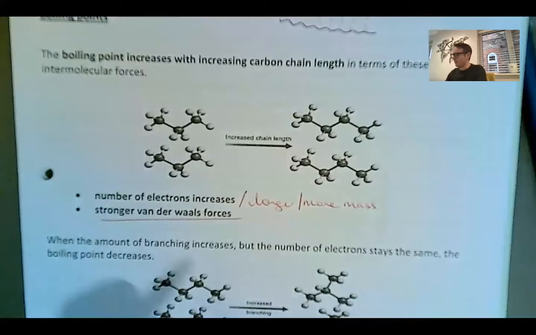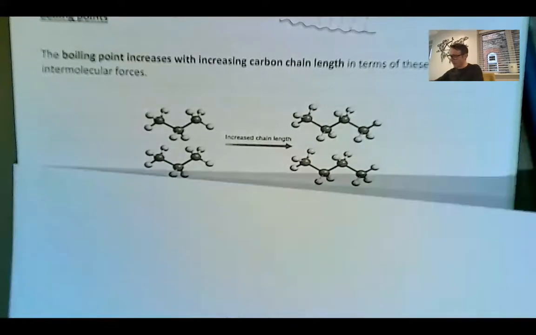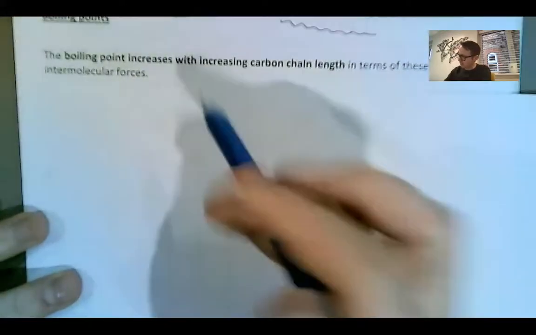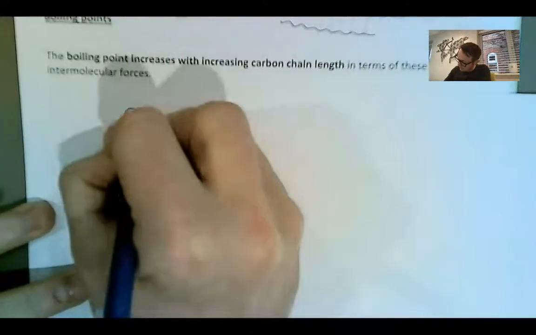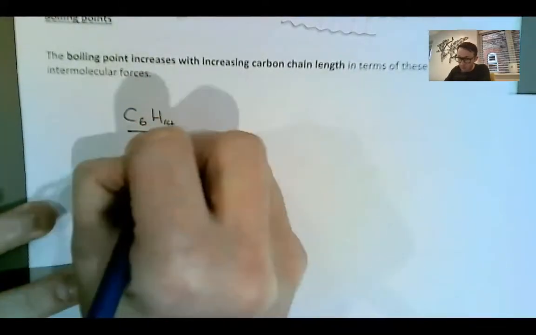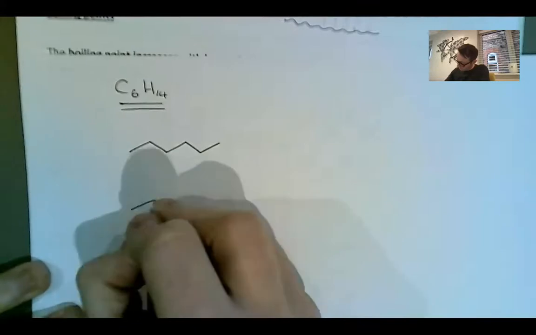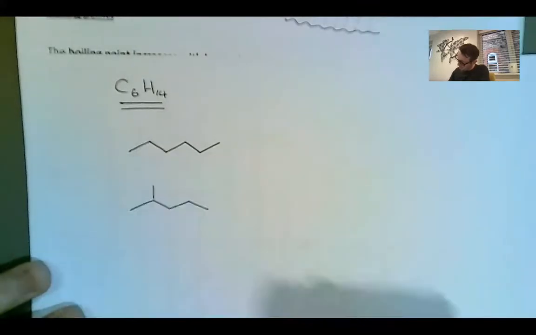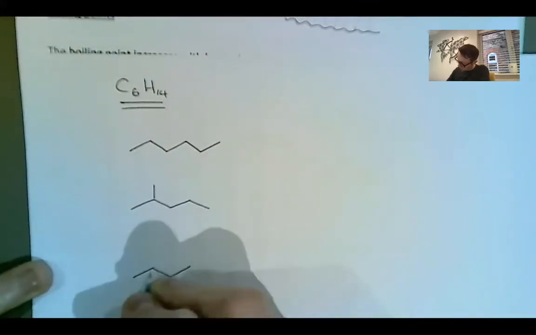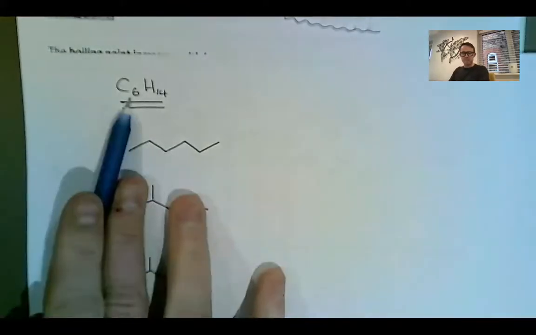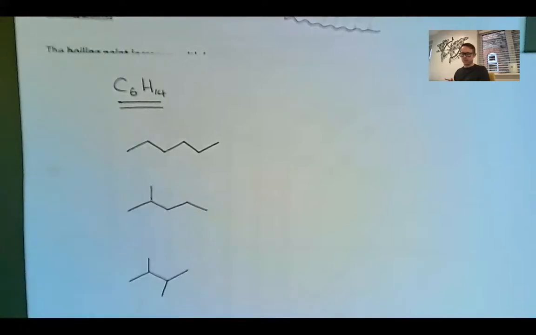Now, we're also going to face a situation where we have molecules which have the same mass, but are branched in different ways. So let's say we had C6H14. There are lots of different ways of representing this molecule. We could have 1, 2, 3, 4, 5, 6 carbons in a row. We could have 1, 2, 3, 4, 5 carbons and a branch. I could have 1, 2, 3, 4 carbons and 2 branches. But these are still all the same formula. They're still isomers of one another.